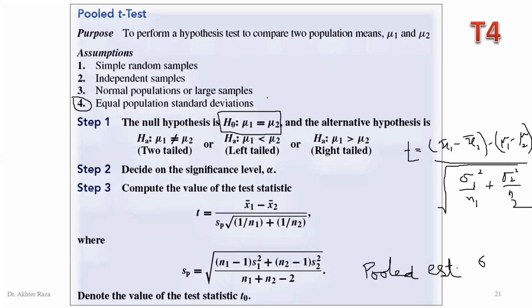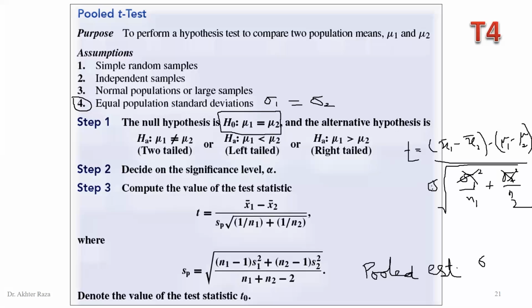Equal standard deviation means population standard deviation 1 is equal to population standard deviation 2. So if we take these two standard deviations the same, sigma 1 square and sigma 2 square are the same, and I take sigma as common. Then sigma 1 square and sigma 2 square are removed from here, and sigma square under root is sigma. So I do not have any sigma in this situation because sigma is unknown.